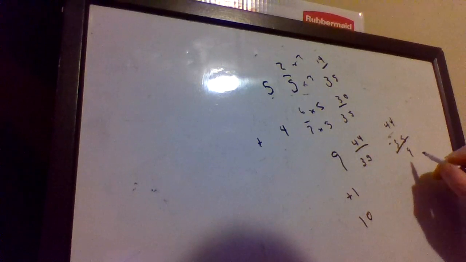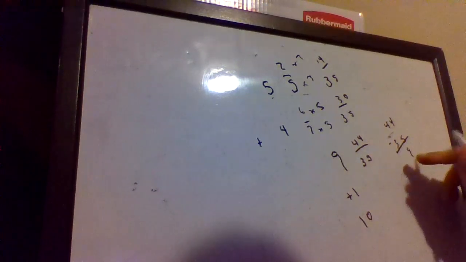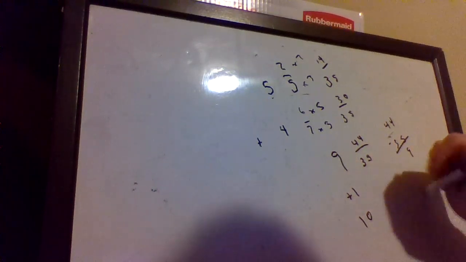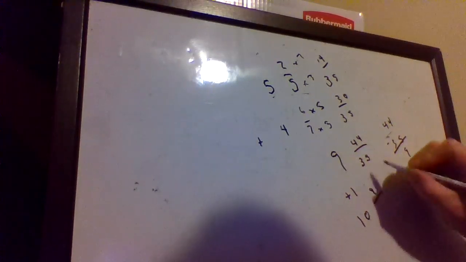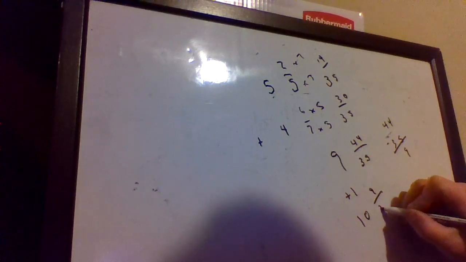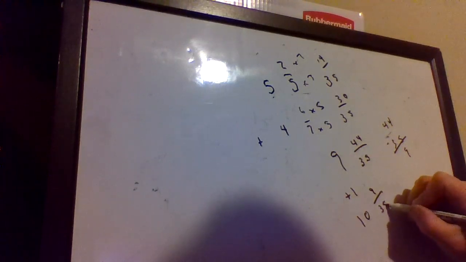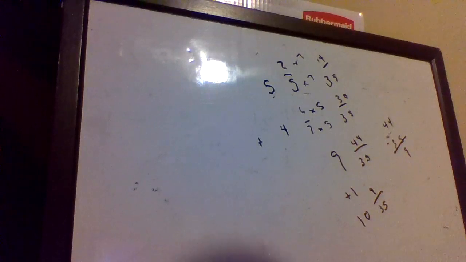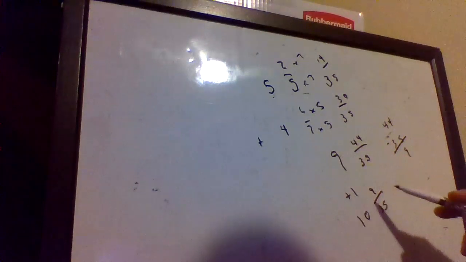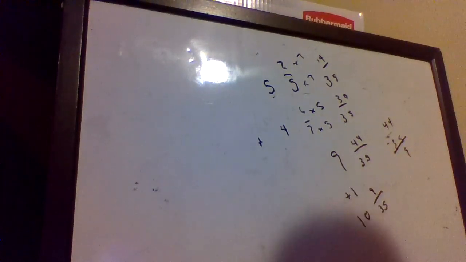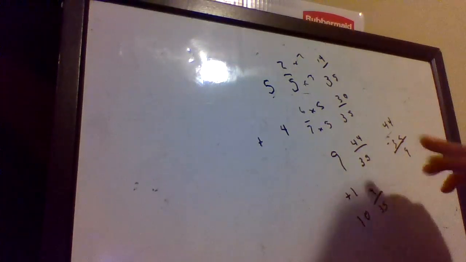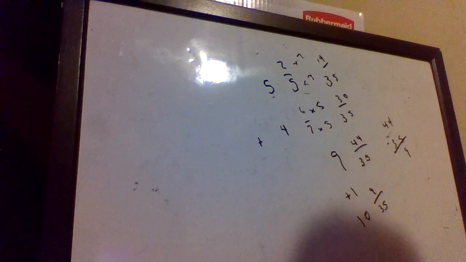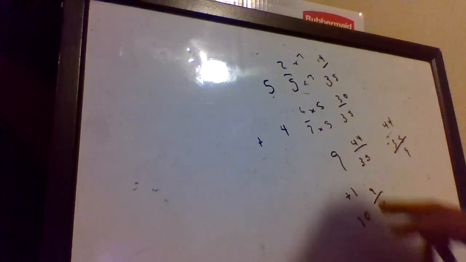We keep what we got for the answer. That's going to become the new numerator. And then we're going to put that over the old denominator. So our answer in simplest form, believe it or not, is 10 and 9/35. But that's how you convert your final answer to make it a mixed number.